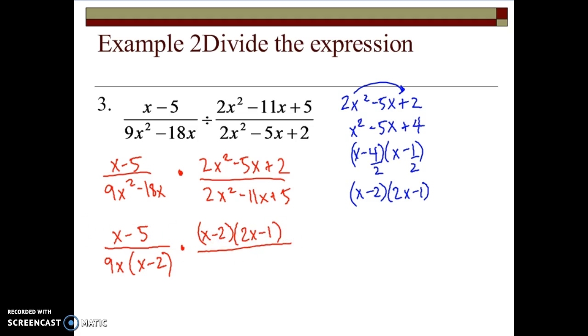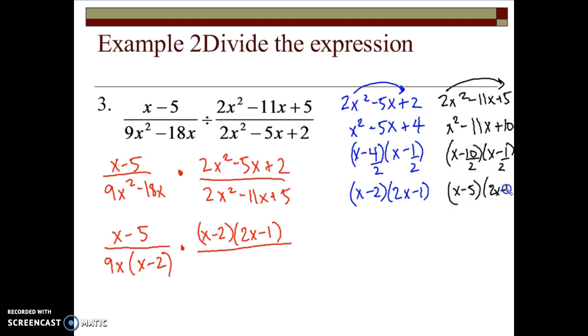And then denominator, got to do the same thing. But now 2x squared minus 11x plus 5, multiply a and c, x squared minus 11x plus 10. And then to multiply to 10 but add to negative 11, it's x minus 10, x minus 1, and divide by my a. So I get x minus 5 and 2x minus 1.